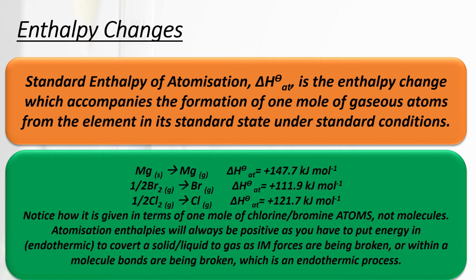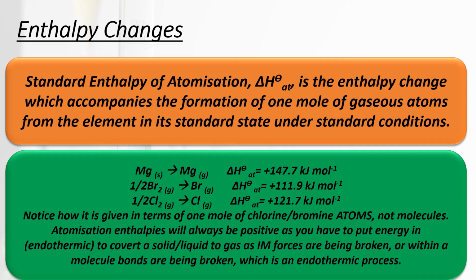A final example would be magnesium. Now magnesium already exists as just Mg on its own. However, the standard state of magnesium is a solid. And so our atomization for magnesium would be magnesium solid turning into magnesium gas. So here we haven't actually had to change the formula of our element in the standard state. We've just had to change the state. So the key thing is to notice how it's given in terms of 1 mole of chlorine or bromine atoms, not 1 mole of molecules, because the definition is for the formation of 1 mole of gaseous atoms from the element.